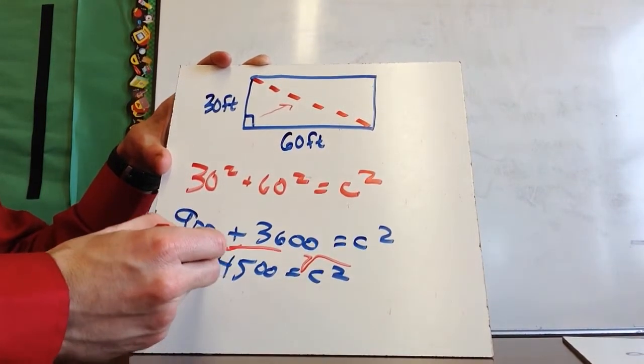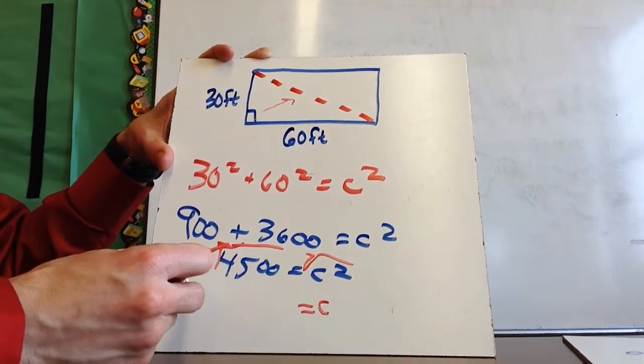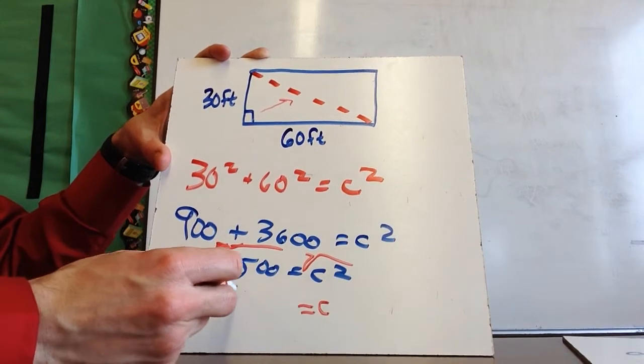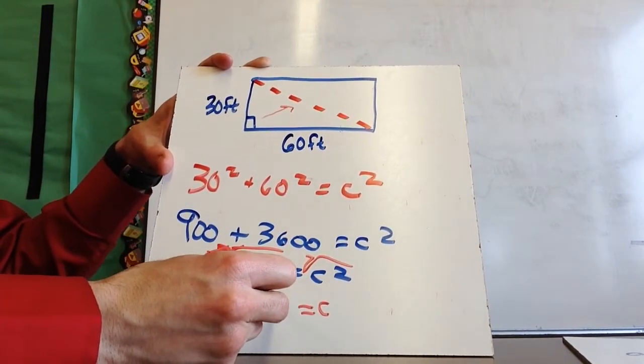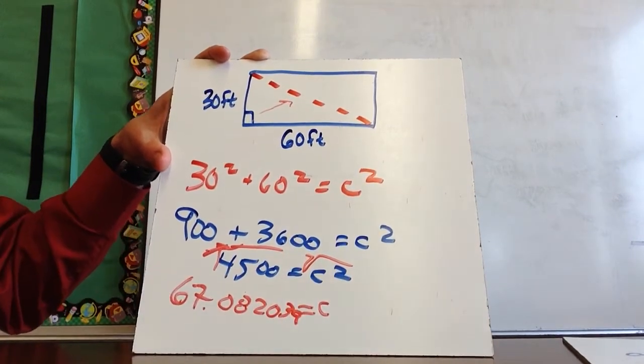So when I do the square root, I get c here. And I'm going to write a bunch of these numbers down just so you can see. When I do the square root of 4,500, I get 67.0820039, and then it kind of keeps going.